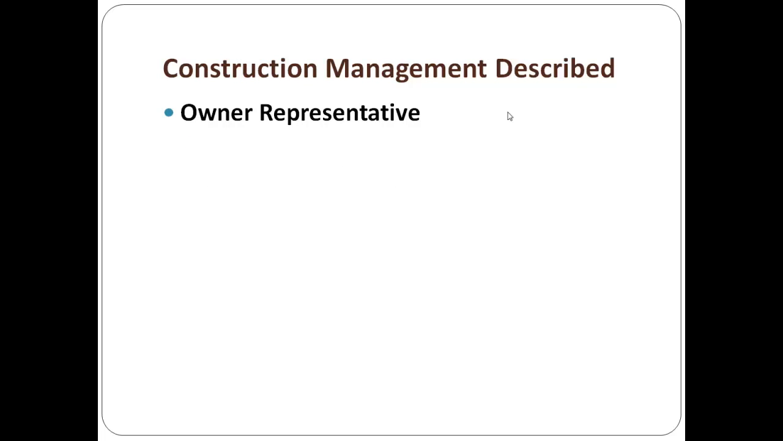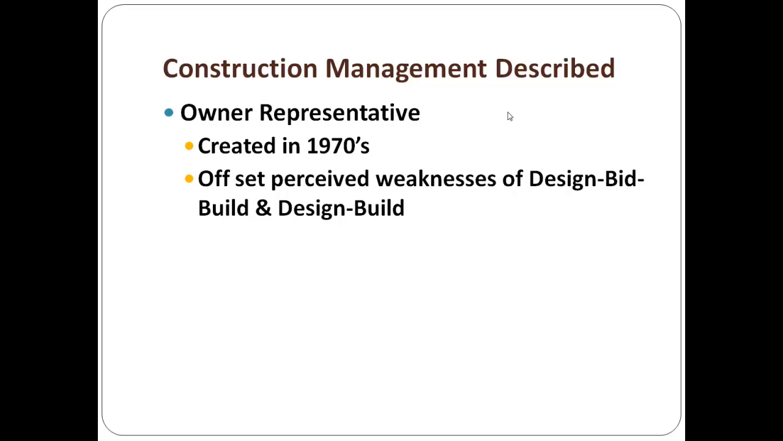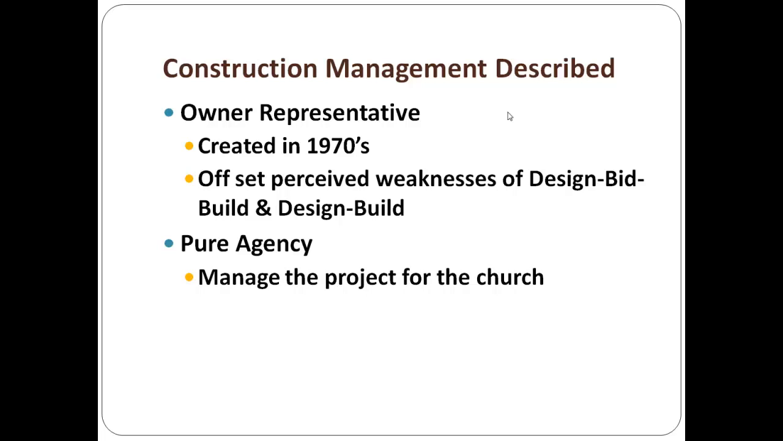We'll talk about construction management, and it's seen as the owner representative. We're the traditional, and then the master build. This is the owner representative. It was created in the 70s to solve the perceived problems with the first two delivery systems. And it was an offset, to offset the perceived weaknesses of the design bid and design build delivery systems. There are three that we're going to talk about. The first one is pure agency. Now listen closely, because the way that we're going to solve the perceived problems with the other two is through these three ways. All right.